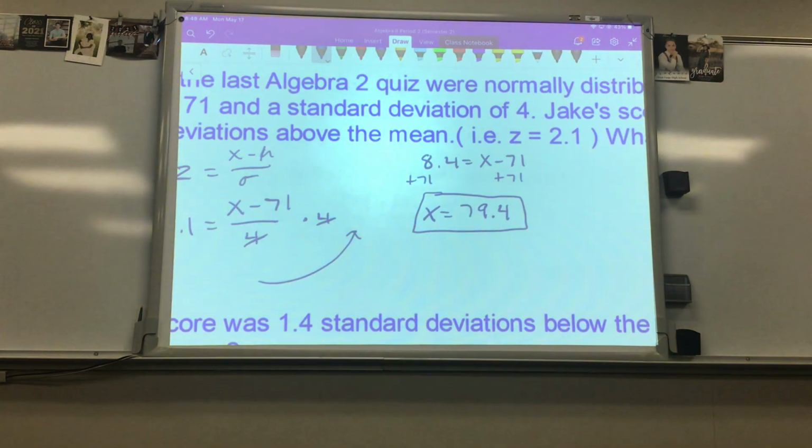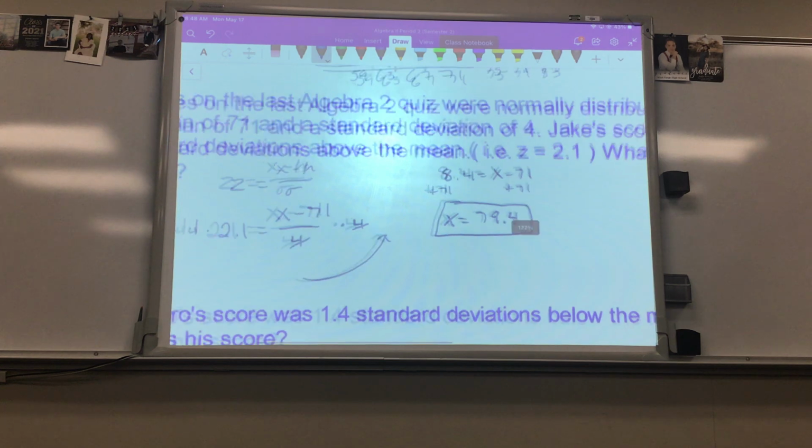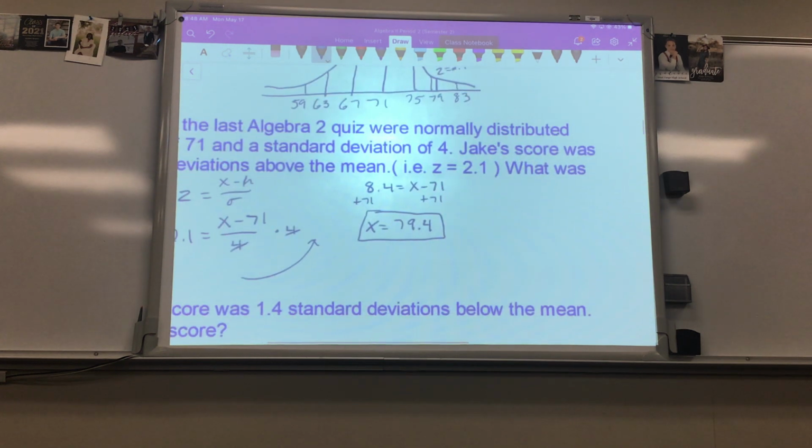It's a word problem also, right? So we should really be writing a sentence. What would you write for that sentence? Jake scored a 79.4 on the quiz, correct?